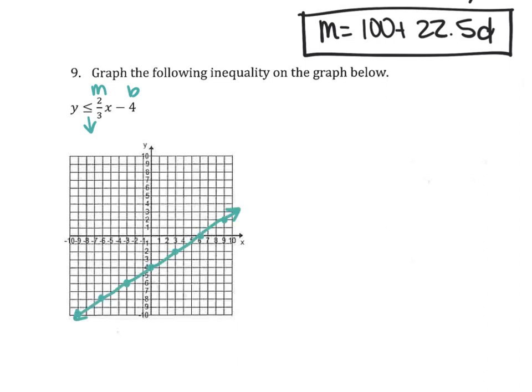It is a positive slope, so I want to check that. That is going up. Yes, that's positive. I started at negative 4, and then solid line because it was or equal to. Now this says less than or equal to, so these are my lessers, y values, so I'm just going to shade everything below that.